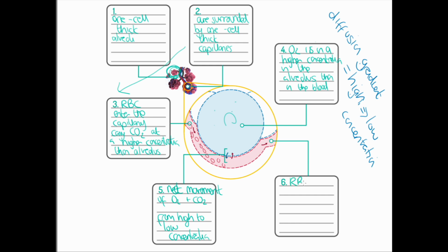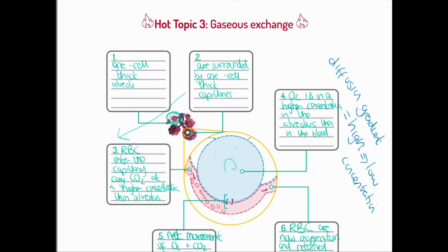And then we end up with red blood cells, which are now rich in oxygen. They are now oxygenated because that oxygen has gone from the high concentration in the alveoli to the low concentration in those red blood cells. It's now all in those red blood cells, and it's going to be returned to the heart to be pumped on to our working muscles.